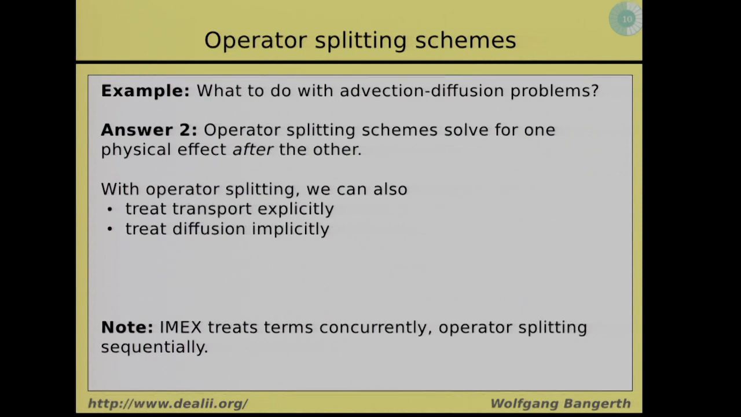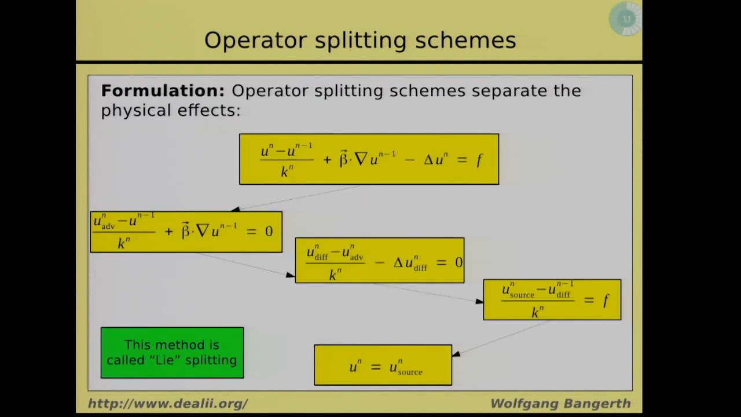I want to give you an alternative that's a little bit older, that dates back probably to the 60s or maybe early 70s. And these schemes are called operator splitting schemes. The difference is that the IMEX schemes treat all of these terms concurrently. So I can solve all of them at the same time, and at the end I add things together. Whereas operator splitting schemes solve these three different problems one after the other. They too can treat transport explicitly and diffusion implicitly if you want to. And I'm going to introduce them by just showing you a flowchart.